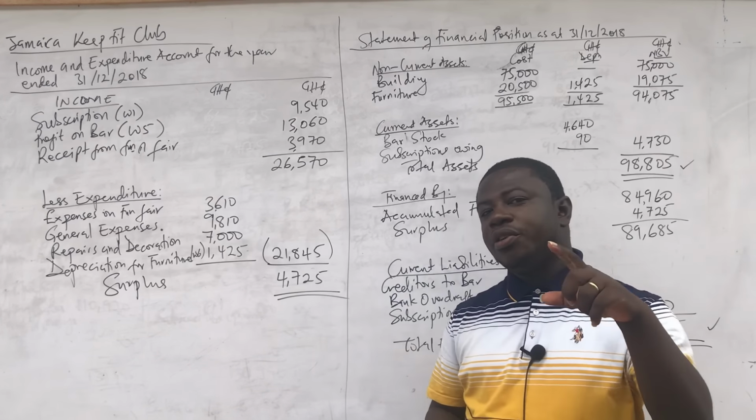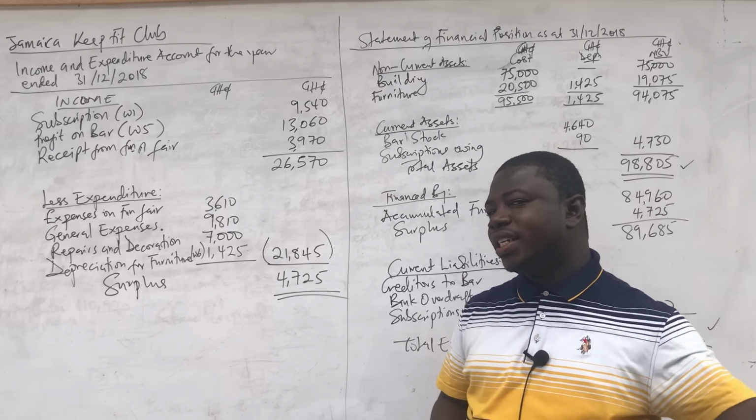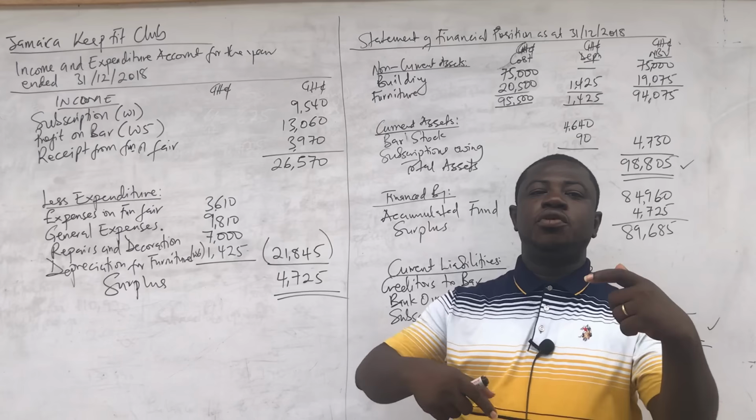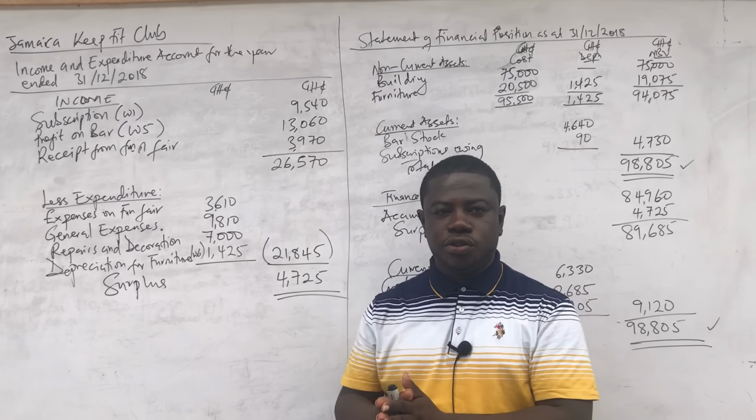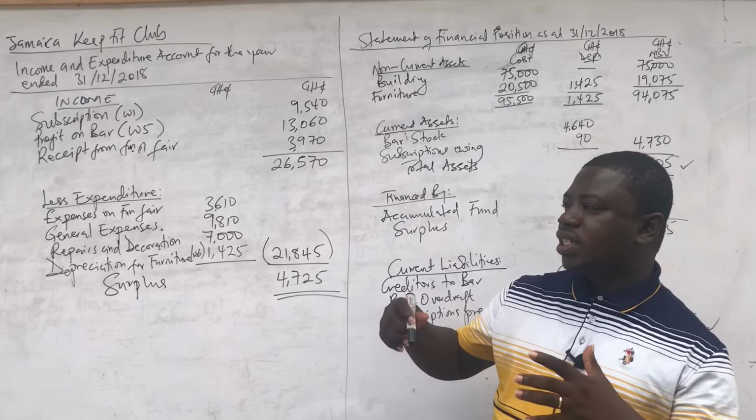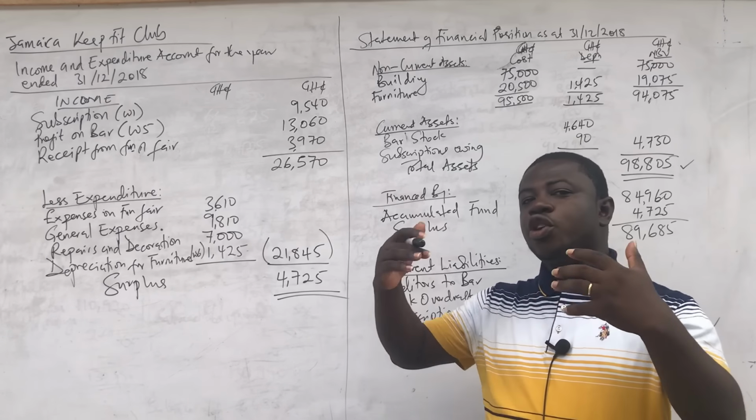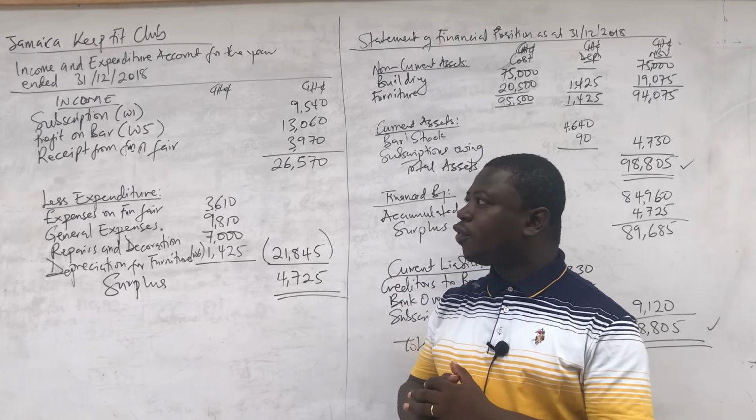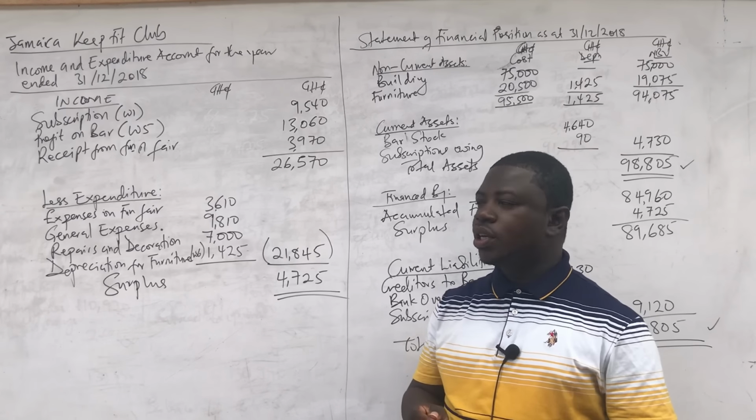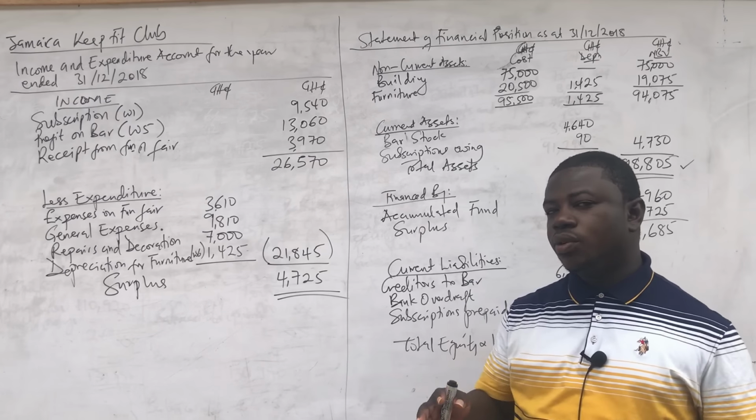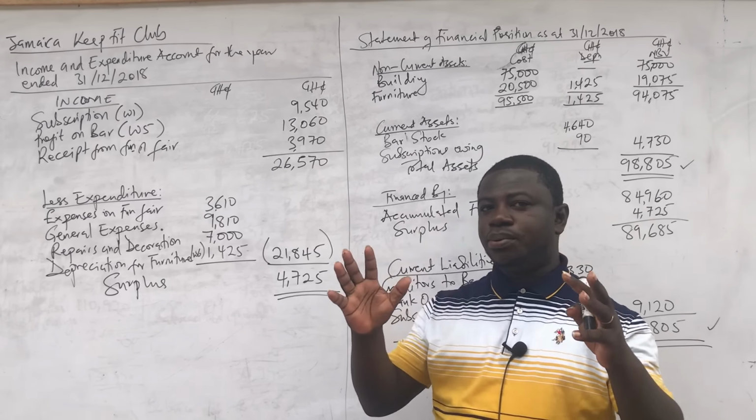Remember that the bar trading account itself may give you an additional task. If they don't give you the sales and the purchases for the bar, you may have to proceed to prepare a control account for both debtors and creditors, if any, so that you'll be able to ascertain the sales and purchases before you now prepare the bar trading account as a working, before you bring the profit to the income and expenditure account. And so when there is a question which involves a bar, it makes the question a little bulky, but the principle is still the same.